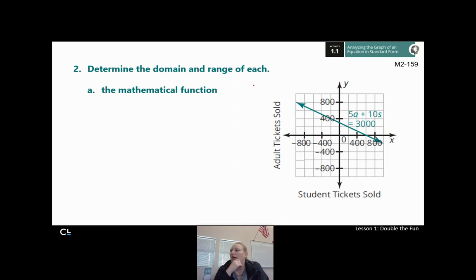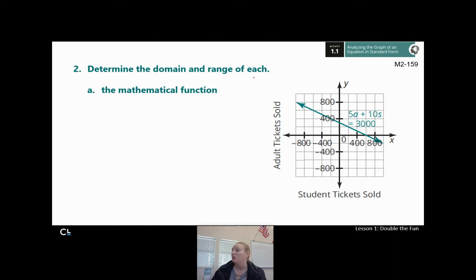We're asked to describe the domain and range. For part A, we want the domain and range of the mathematical function. So remember, when you're talking about the function, look at this line. It's nice and solid. It has arrows on both ends, always important. Remember that domain is all the possibilities for x. What can I plug in for x? And range is what can I get for y. So if I'm just looking at the equation, nothing fancy.